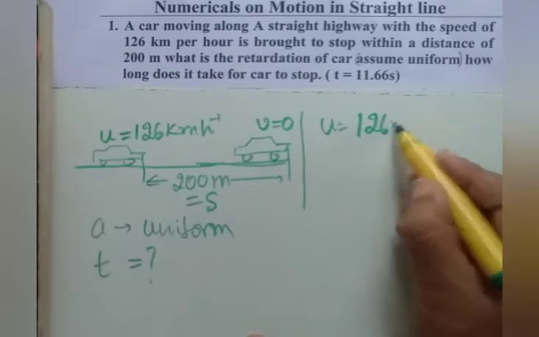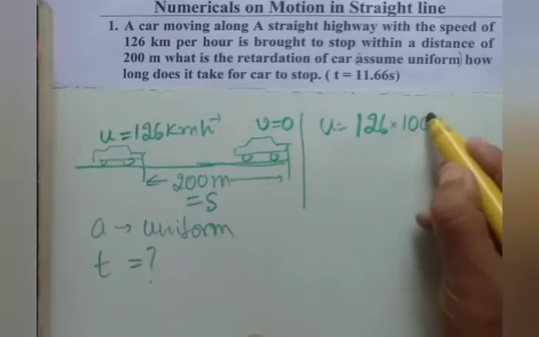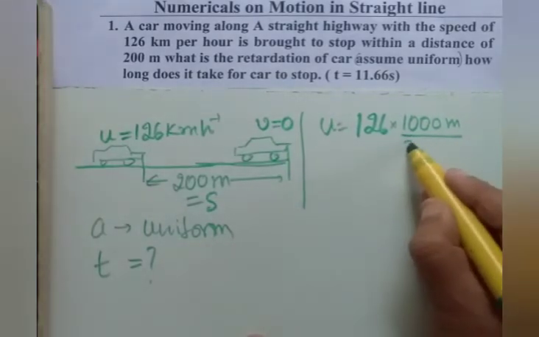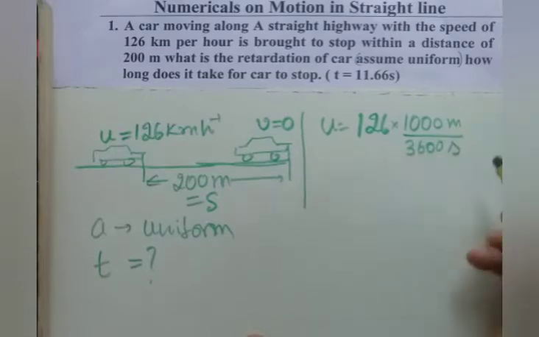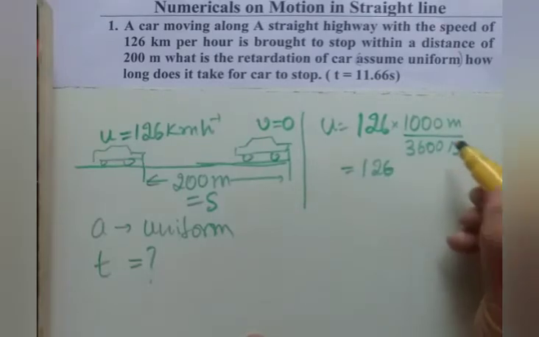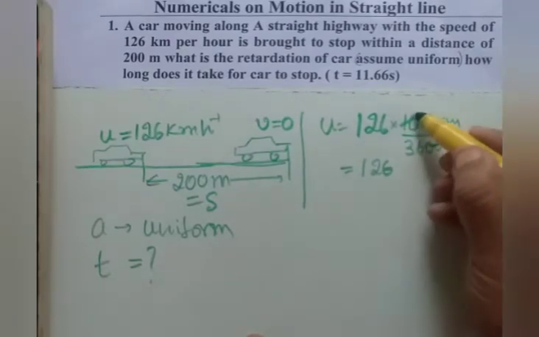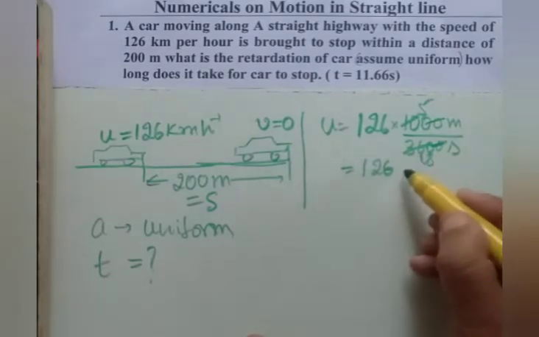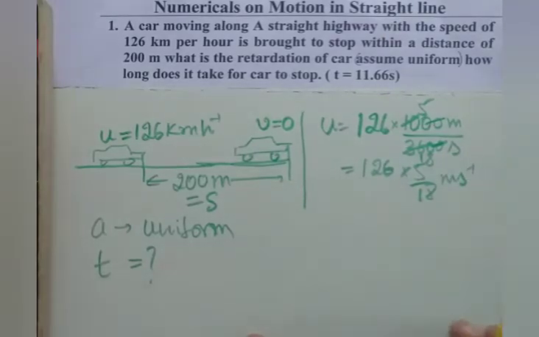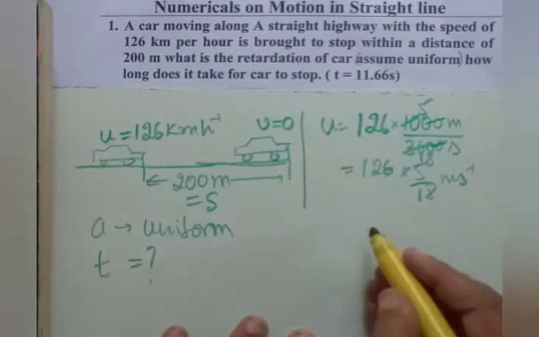126 kilometer. Kilo means 1000 meter, per hour in the denominator. Hour means 3600 seconds. So this we can write as 126, these two zeros go, 2 5s are 10, 2 18s are 36, so 126 into 5 by 18 meter per second. Observe, always, instead of doing all these calculations, once there is kilometer per hour, you simply multiply that number by 5 by 18, you will get it in meter per second.